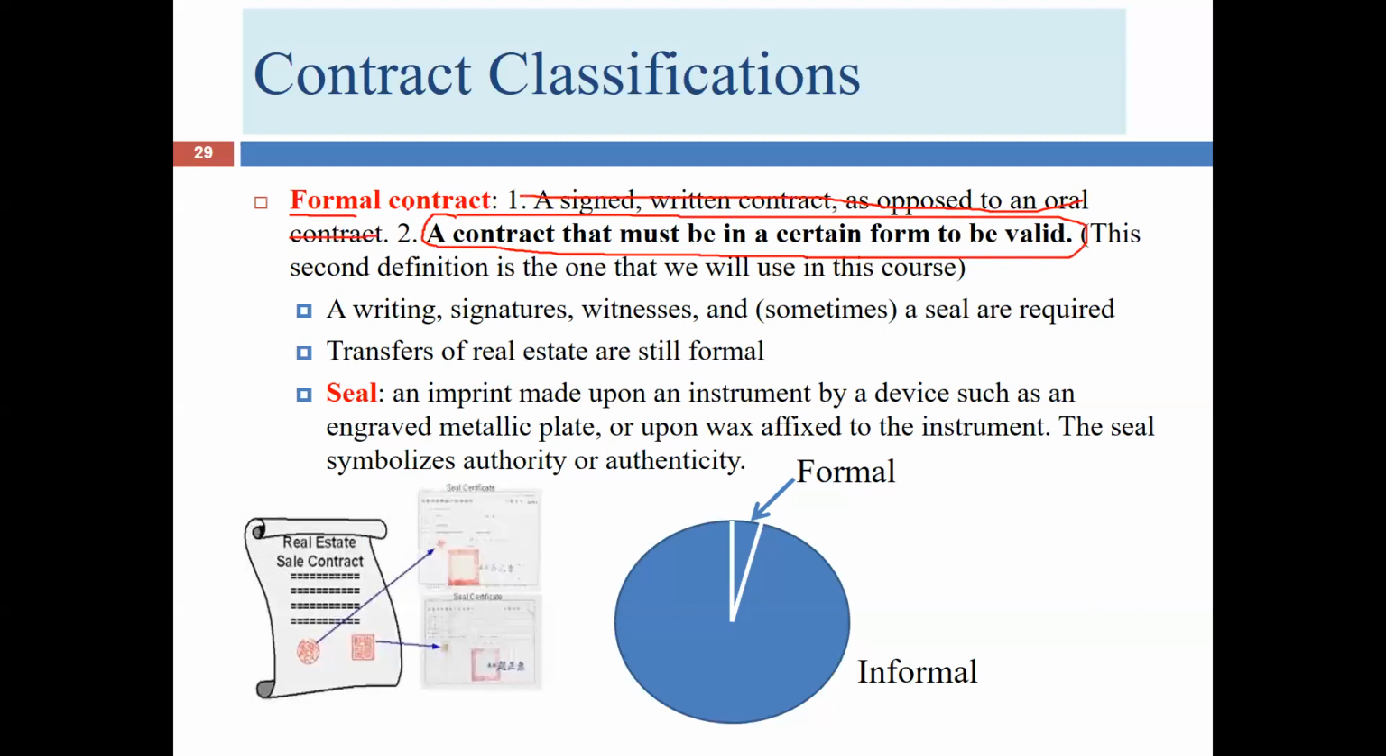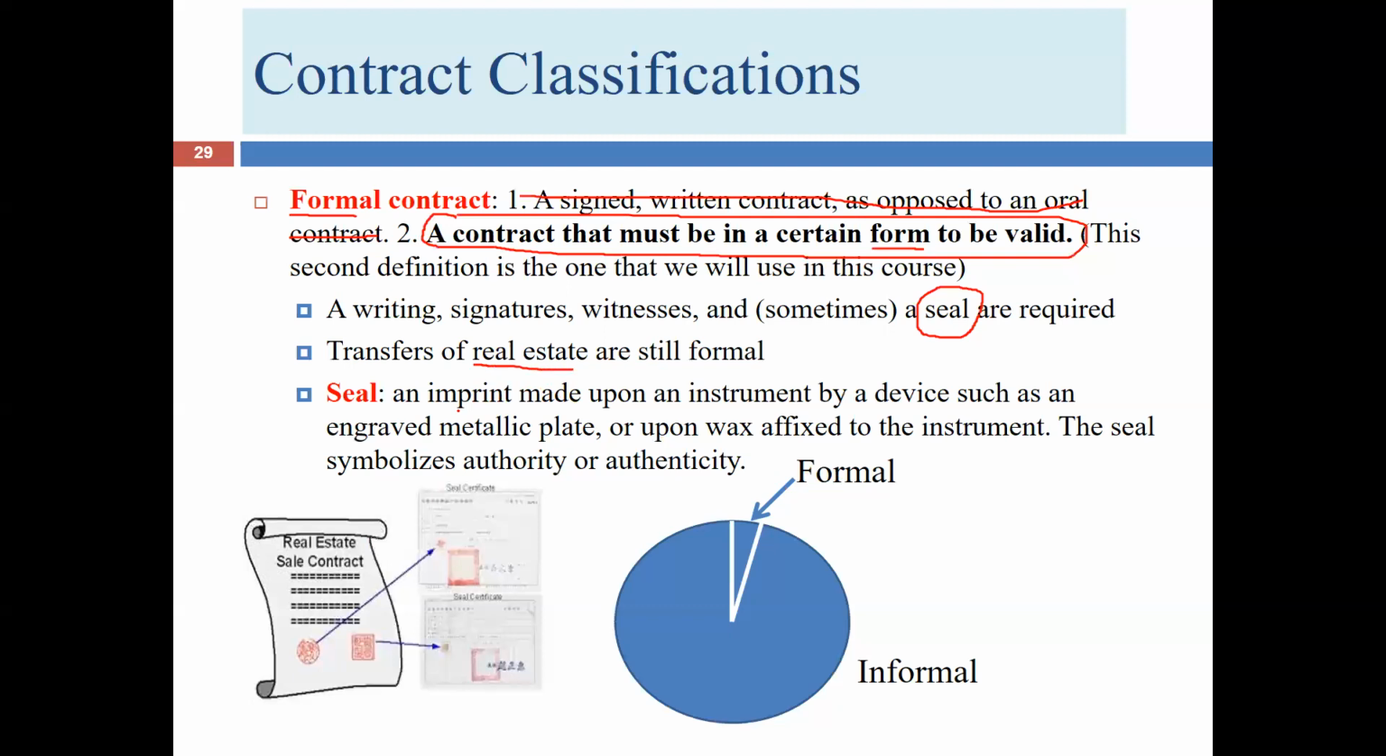So a formal contract is a contract that is in a certain format or form. And one of those formats is when a seal is required. Now, the vast majority of contracts don't need seals. I'd guess maybe 5% of contracts need seals or need a particular format. It's actually smaller than that. We mainly see formal contracts, or contracts in a particular form, in the areas of real estate.